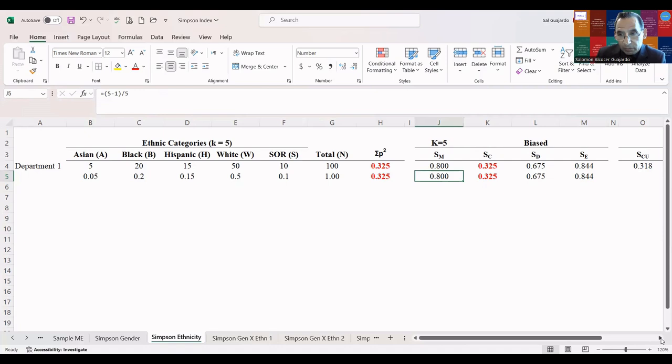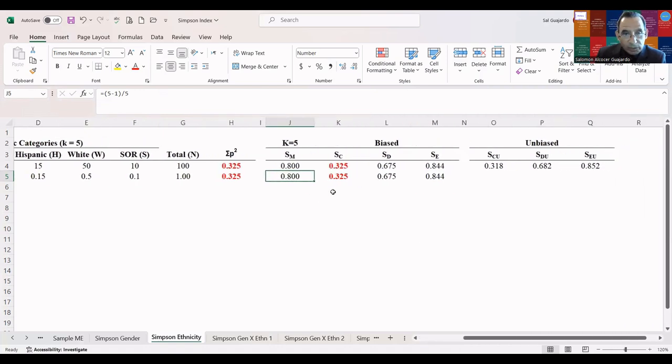Again, to calculate the maximum score, it's going to be 5 minus 1 divided by 5. So it's going to be 4 divided by 5 equals 0.80.